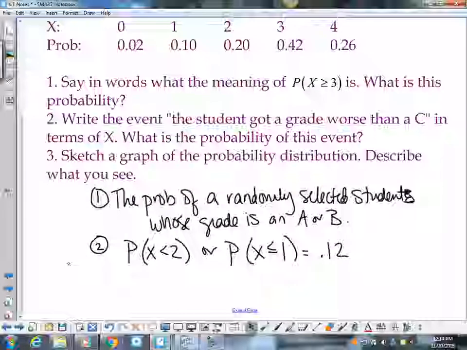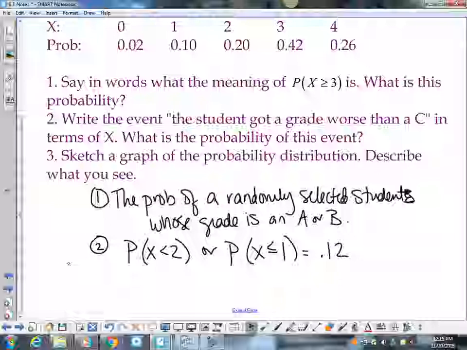Okay, so for number 1, it says, say in words, what is the meaning of the probability that x is greater than or equal to 3? Well, 3 corresponds to a B, right? So make sure you don't just say the probability of somebody whose grade is an A or B. It's the probability of a randomly selected student whose grade is an A or a B. How are we on that?